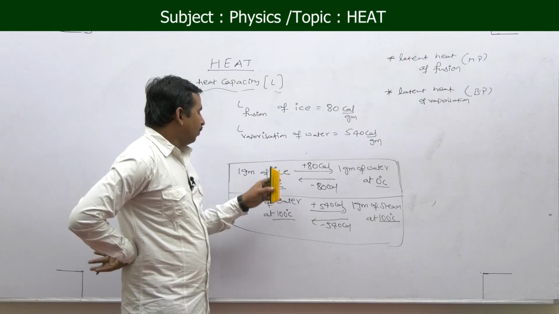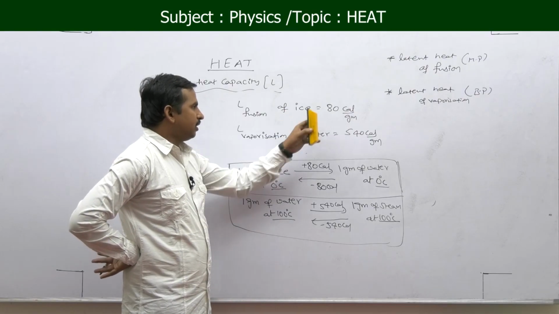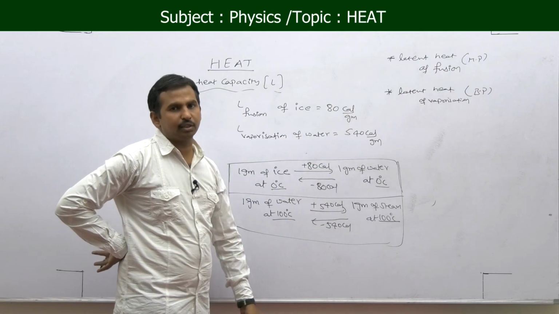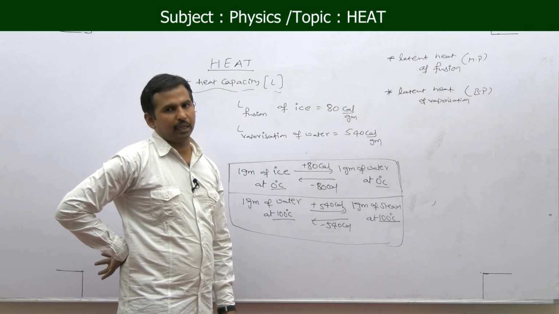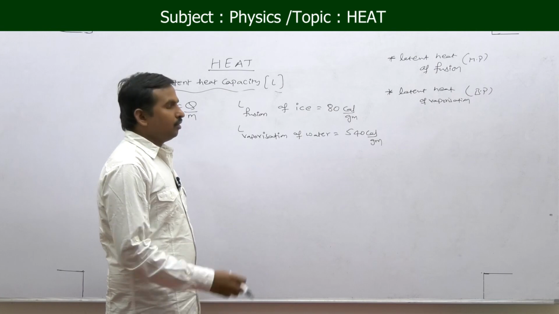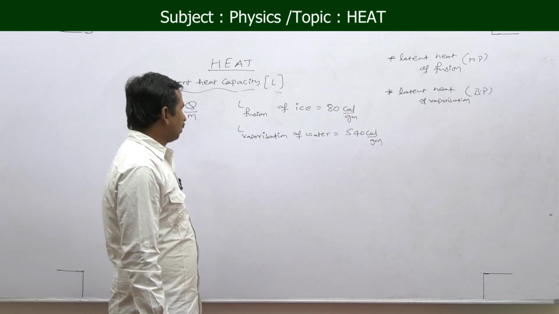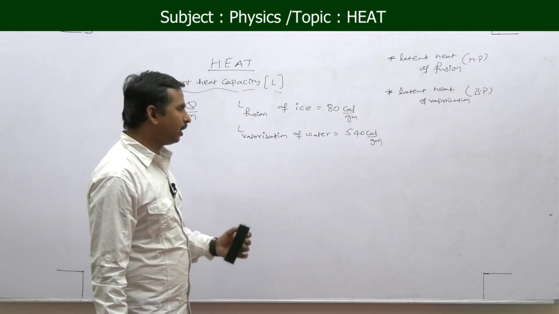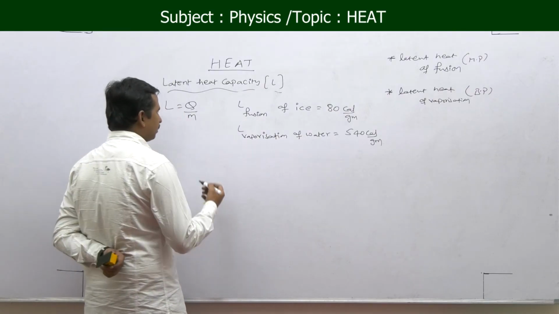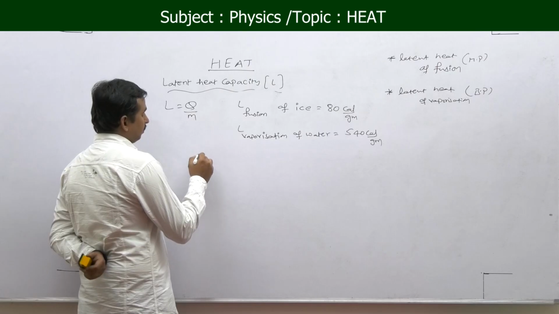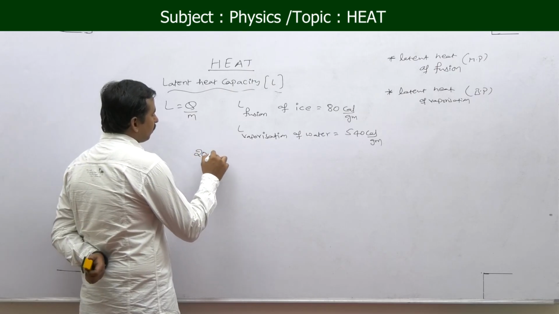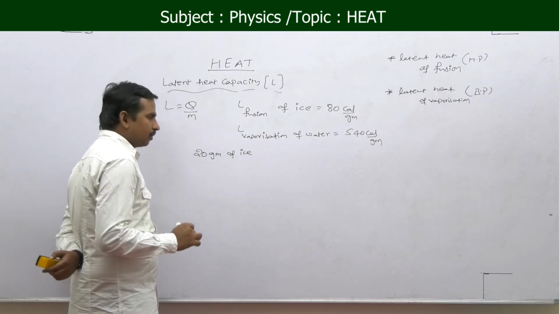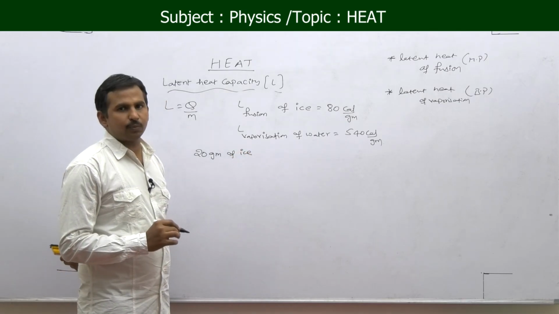Okay. So latent heat of fusion of ice is 80 calories per gram, and latent heat of vaporization of water is 540 calories per gram. Now we will see a numerical example on this latent heat of fusion and latent heat of vaporization. Numerical example means, for example, here I want 20 grams of ice. Okay. 20 grams of ice we are taking.